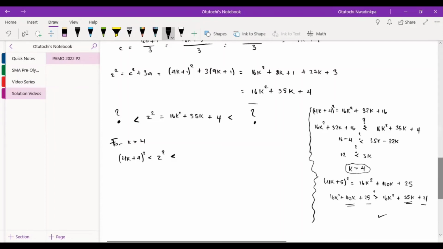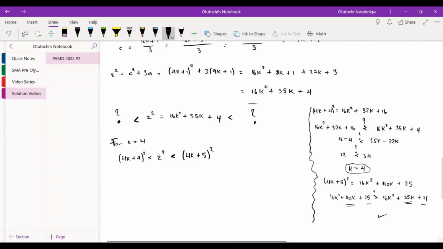In the former case we had k greater than 4, right? But this is actually true for all k, and since it's true for all k, it also implies that it's true for k greater than 4. So you can also put this into this case and say that z squared is less than (4k plus 5) squared. Now our bounding is done, right?